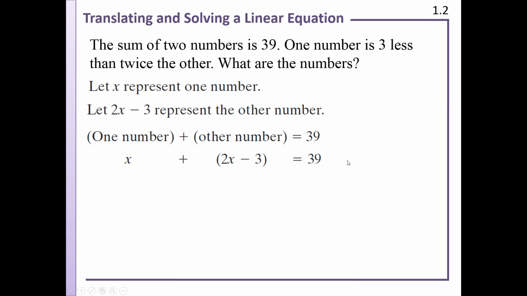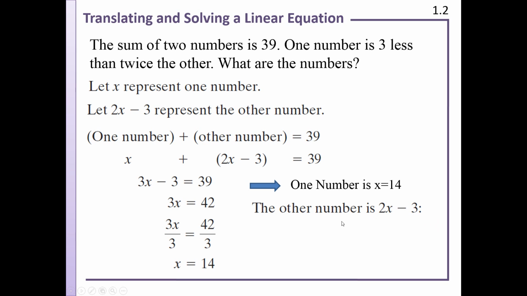Then we have a simple linear equation. Solve it in the usual way. x plus 2x is 3x. Again, isolate the variable, so we'll add 3 to both sides, divide by the coefficient, and we find x is 14. What's the other number? The other number is 2x minus 3. So we take 2 times 14 minus 3. 28 minus 3 is 25. So the two numbers that are appropriate in this example are 14 and 25.